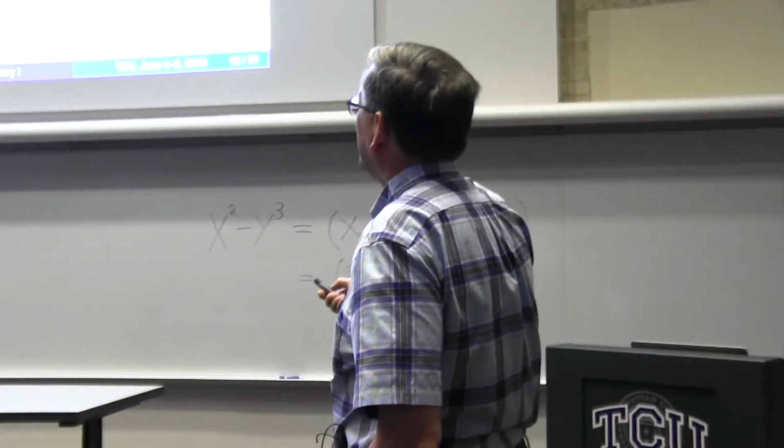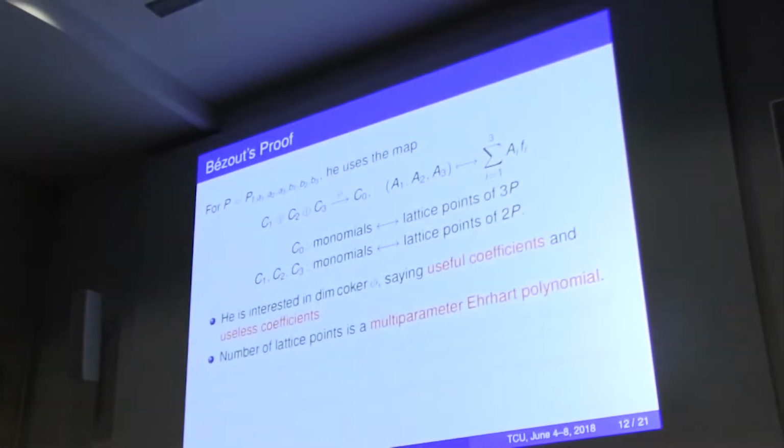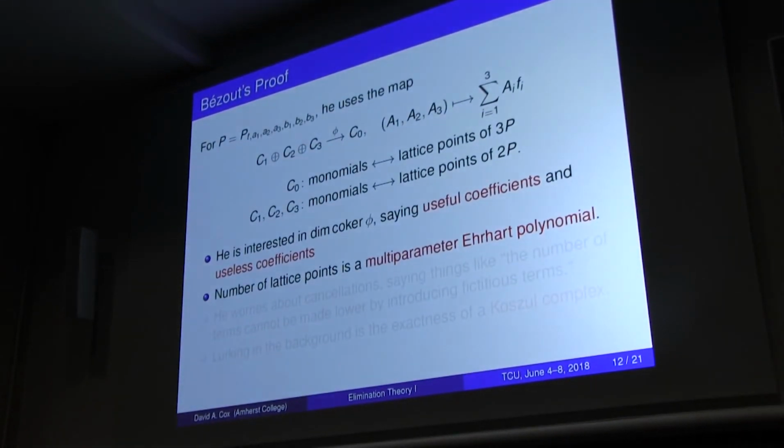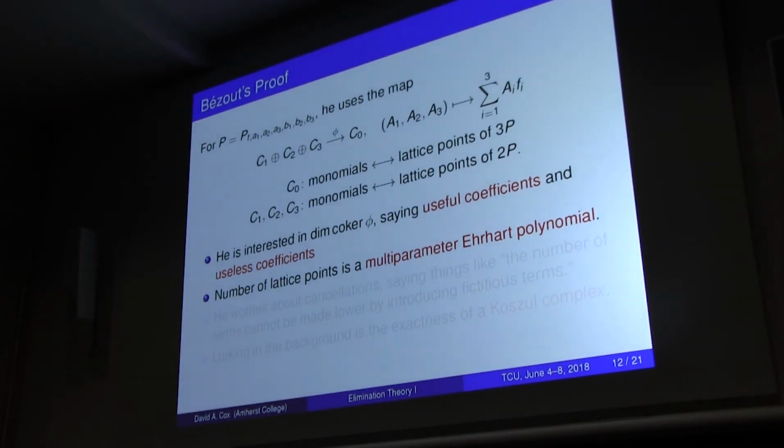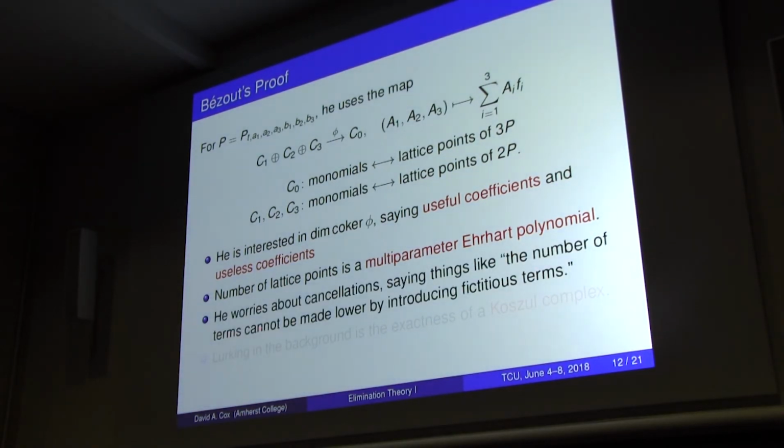And it turns out that the number of lattice points is a multi-parameter Ehrhart polynomial, because it depends on all the parameters that define the polytope. And he has to worry about cancellations, and that's one thing that comes in a lot. And so he says things like, the number of terms cannot be made lower by introducing fictitious terms. And so somehow he's saying that things are sort of independent modulo stuff. And of course what that means is there's a Koszul complex working in the background. And when you read Penchevra's paper, he actually writes down the Koszul complex, proves the appropriate exactness, and is then able to use that to get Bezout's result.